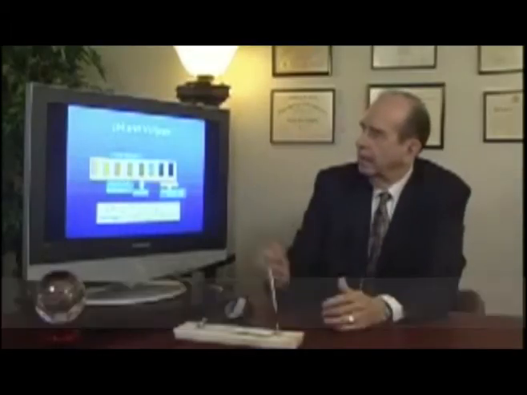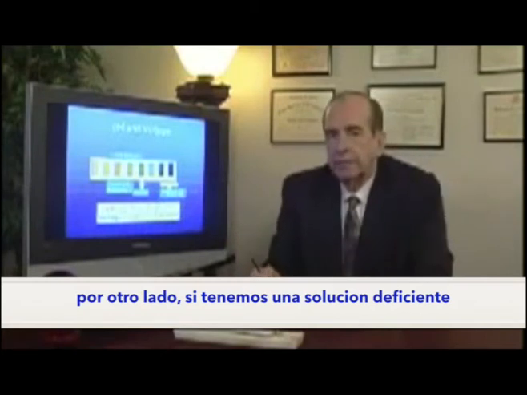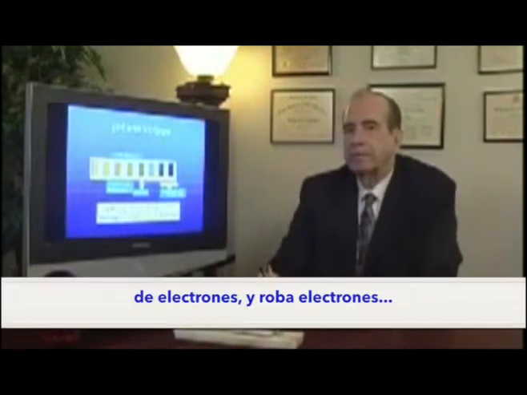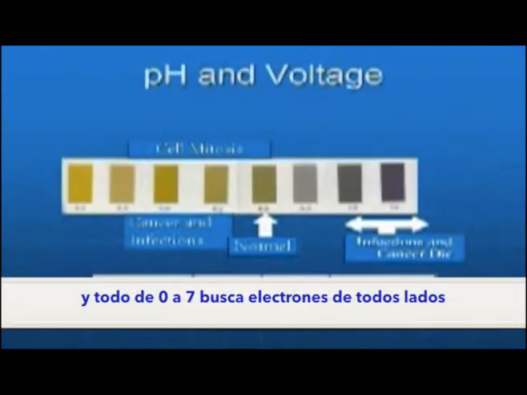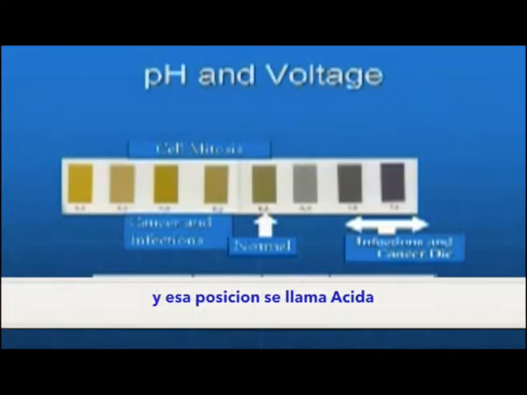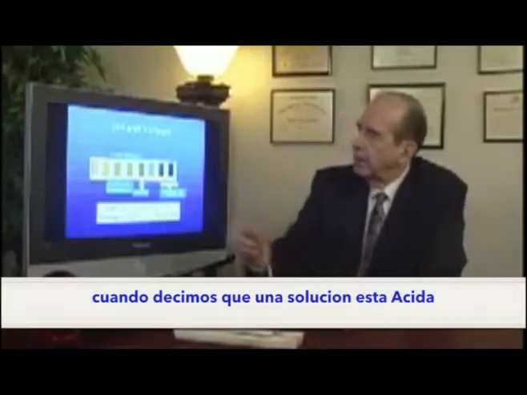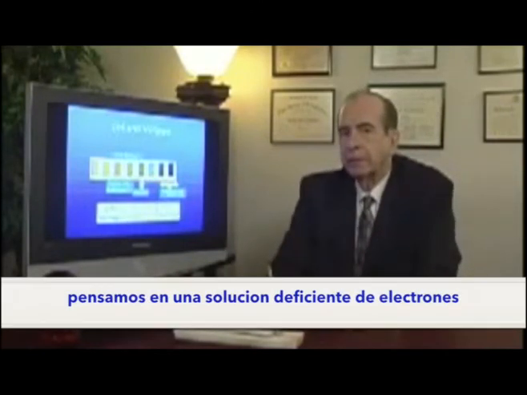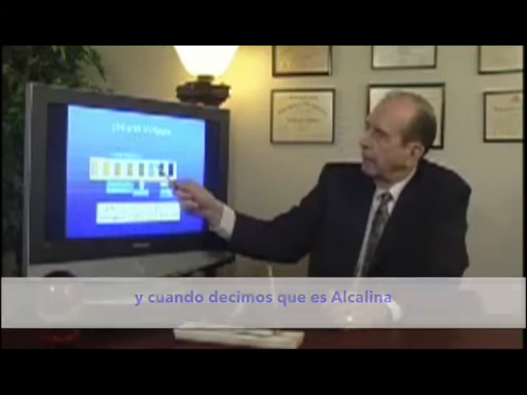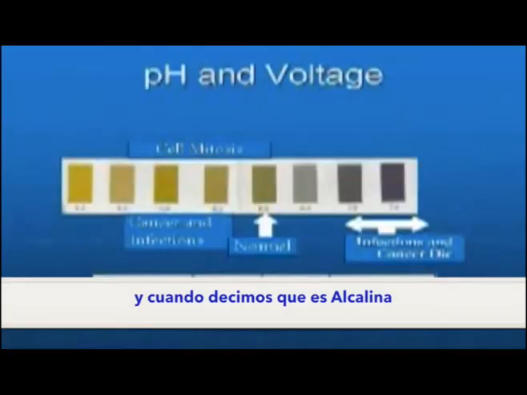On the other hand, if we have a solution that has a deficiency of electrons and it has become an electron stealer, then we put a plus sign in front of it, and so anything from 0 to 7 is looking for electrons or trying to steal electrons from wherever they can find them, and that's also called acidic. So when we talk about pH being acidic, we're talking about the solution being deficient in electrons or an electron stealer. And when we're talking about alkaline, we're talking about the solution having electrons available to do work. So there is voltage available.